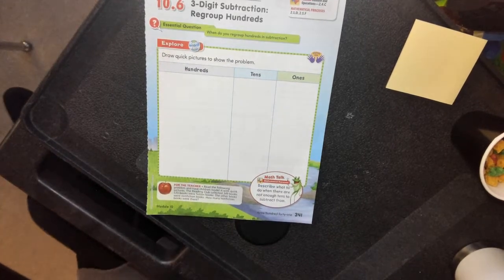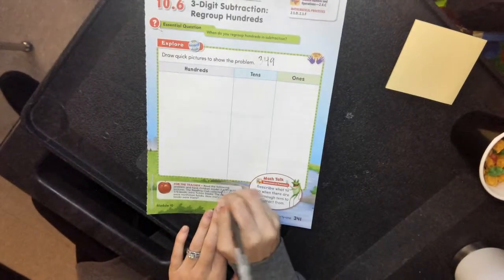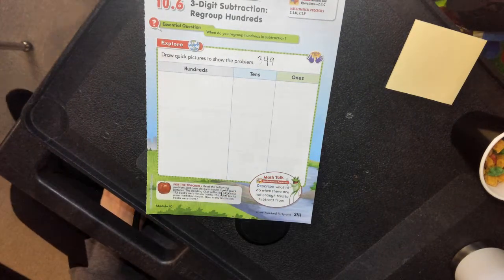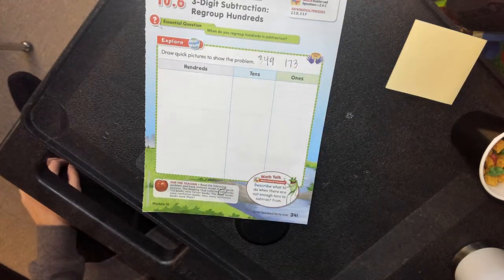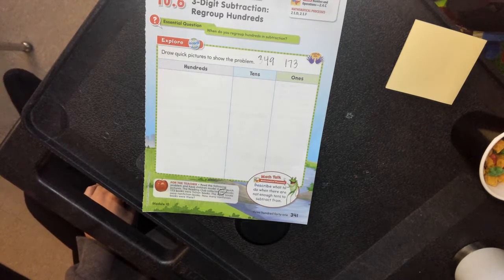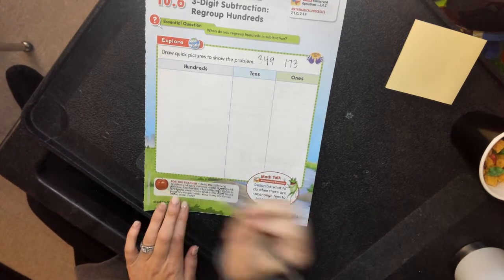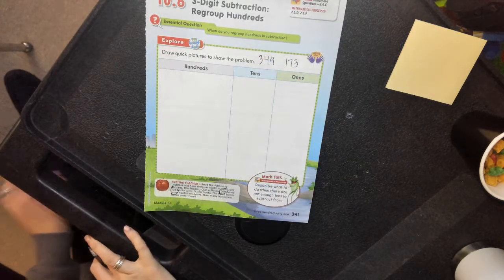So let's take a look at it. The club collected 349 books. 173 of those books were fiction. The other books were nonfiction. How many nonfiction books were there? So I have my two numbers, 349 and 173.